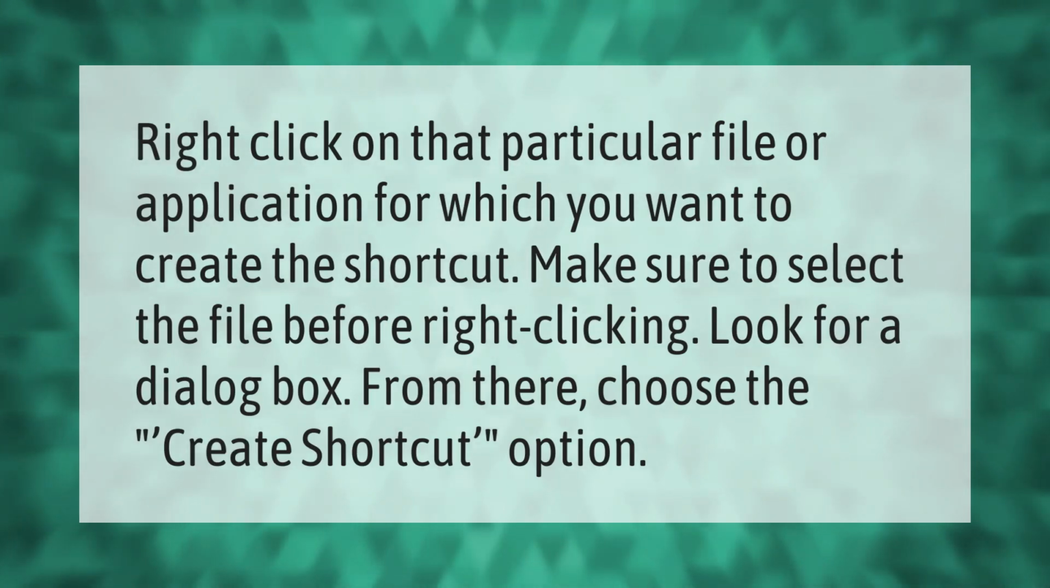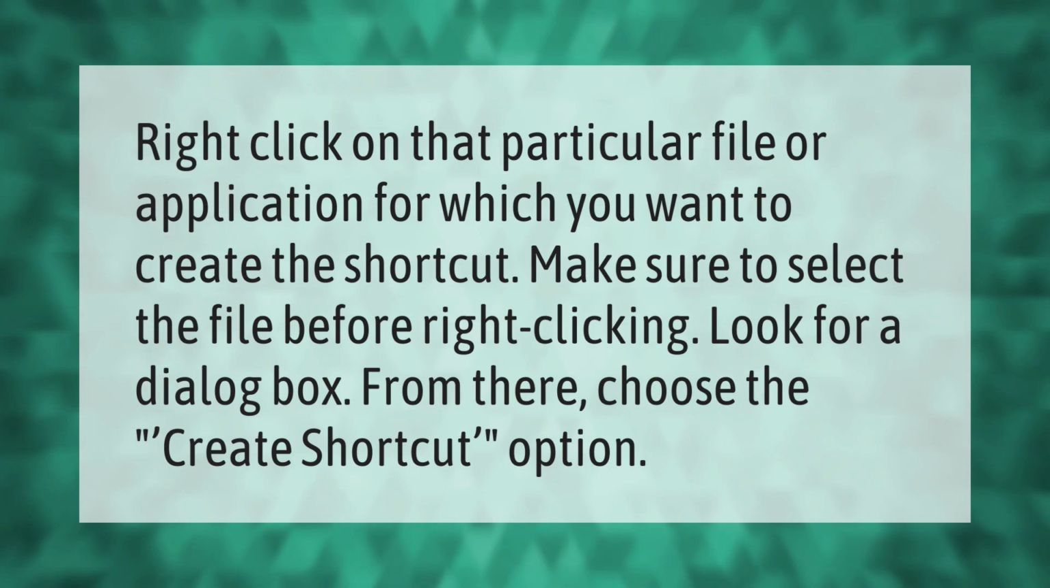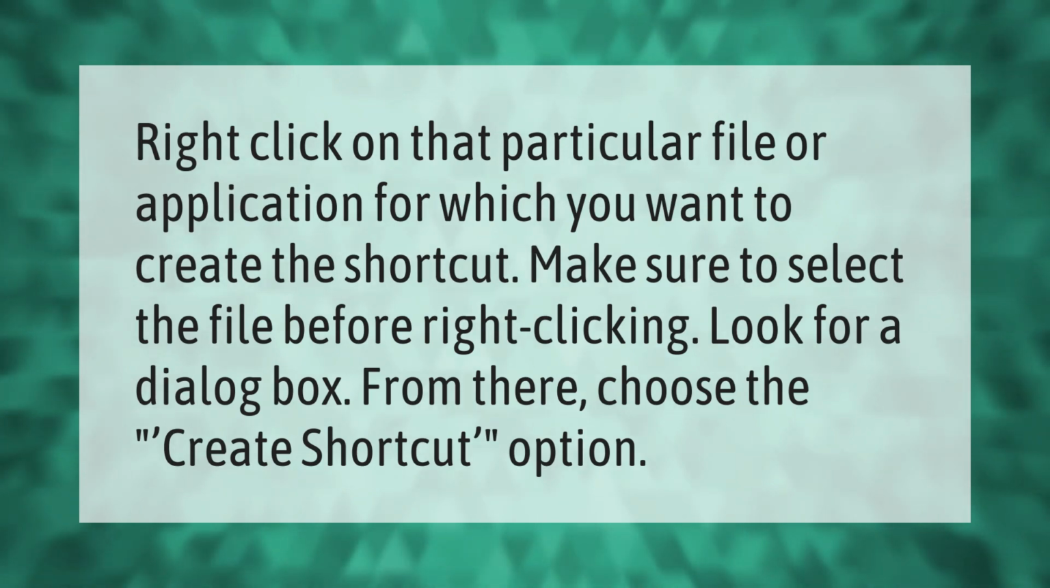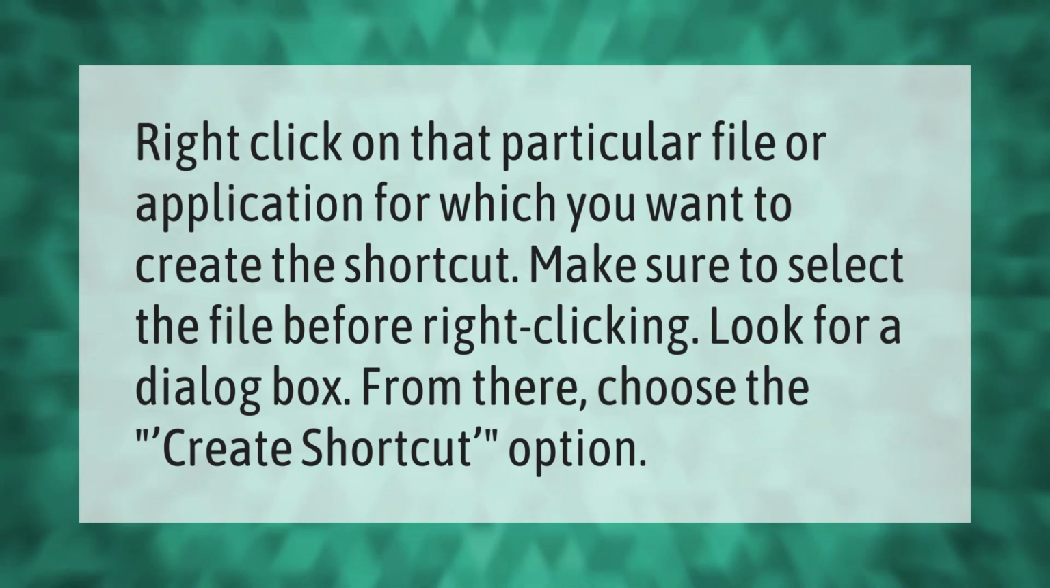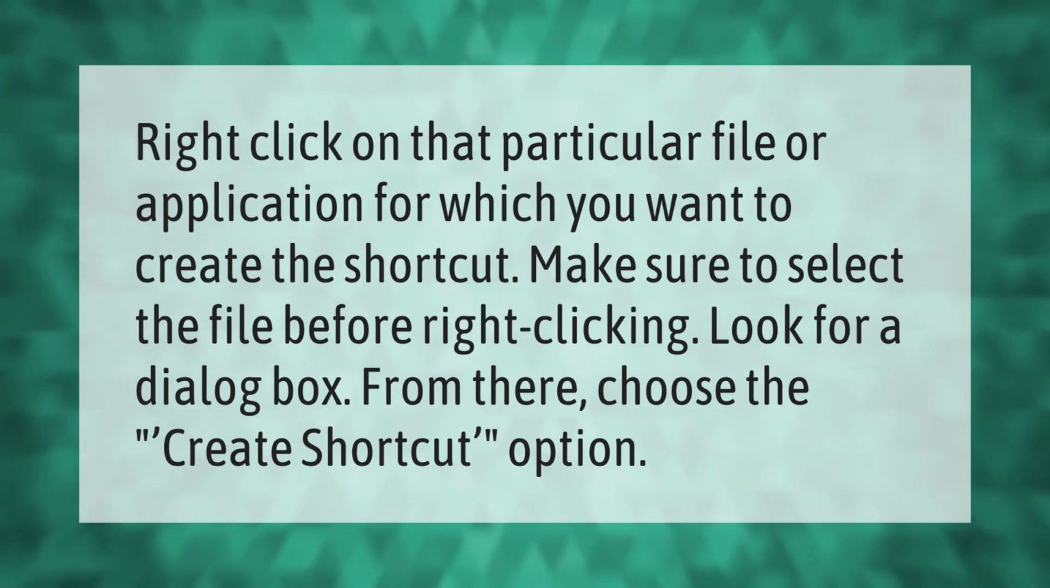Right-click on that particular file or application for which you want to create the shortcut. Make sure to select the file before right-clicking. Look for a dialog box. From there, choose the Create Shortcut option.